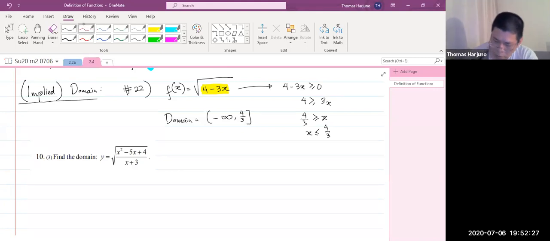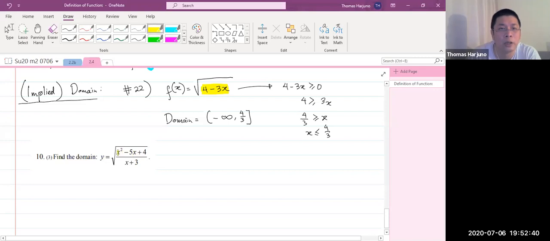So, Thomas, don't you think it's not fair that you didn't teach us square root, but you already asked that in your quiz? It's fair enough because I gave you the foundation already. For a square root to work, the guy inside the square root has to be non-negative. So (x squared minus 5x plus 4) over (x plus 3) has to be at least 0. That's what you need to solve.